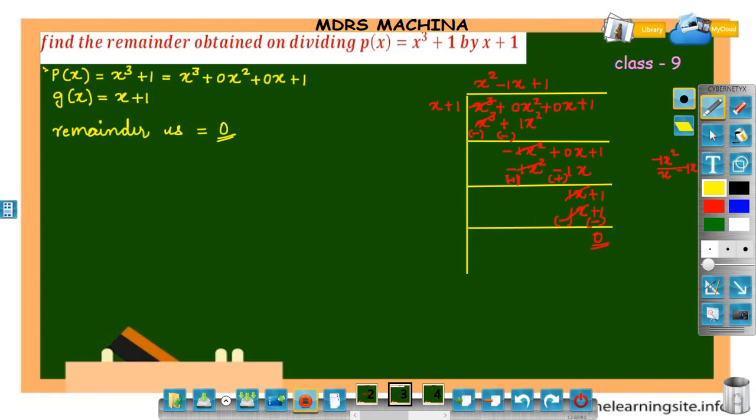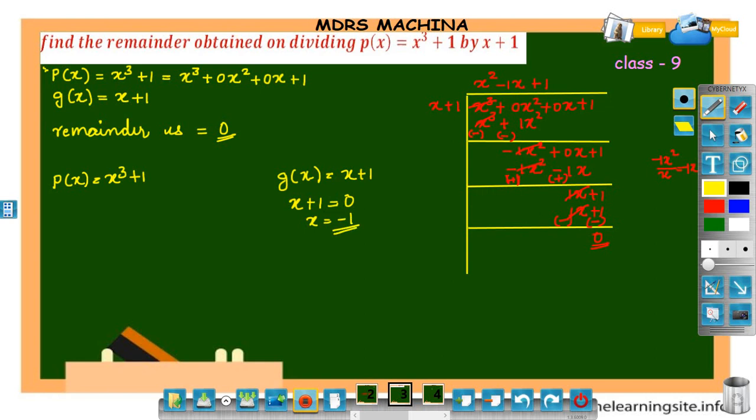Now see here, p of x is equal to x cube plus 1. G of x is equal to x plus 1. Now, what is the 0 of g of x? What is the 0 of g of x that is equal to x plus 1? How to find the 0 of this polynomial, that is g of x? To find the 0 of the polynomial, you have to equate the polynomial to 0. X plus 1 is equal to 0. X is equal to minus 1.